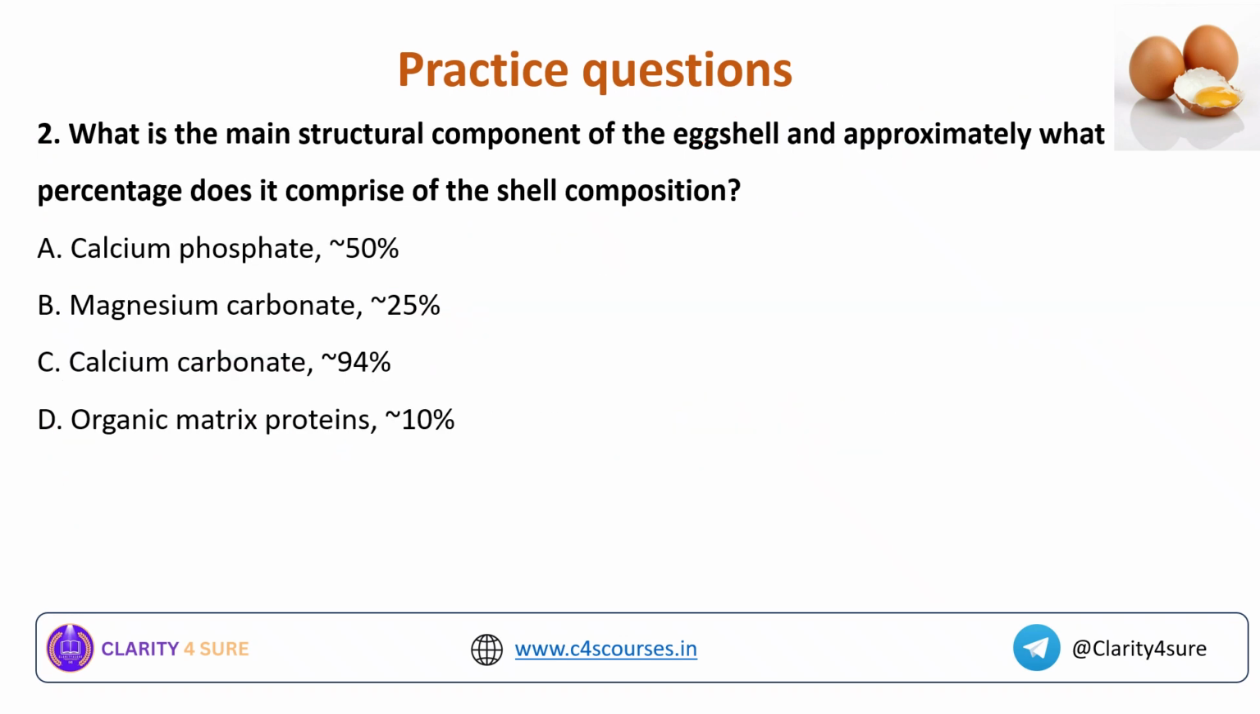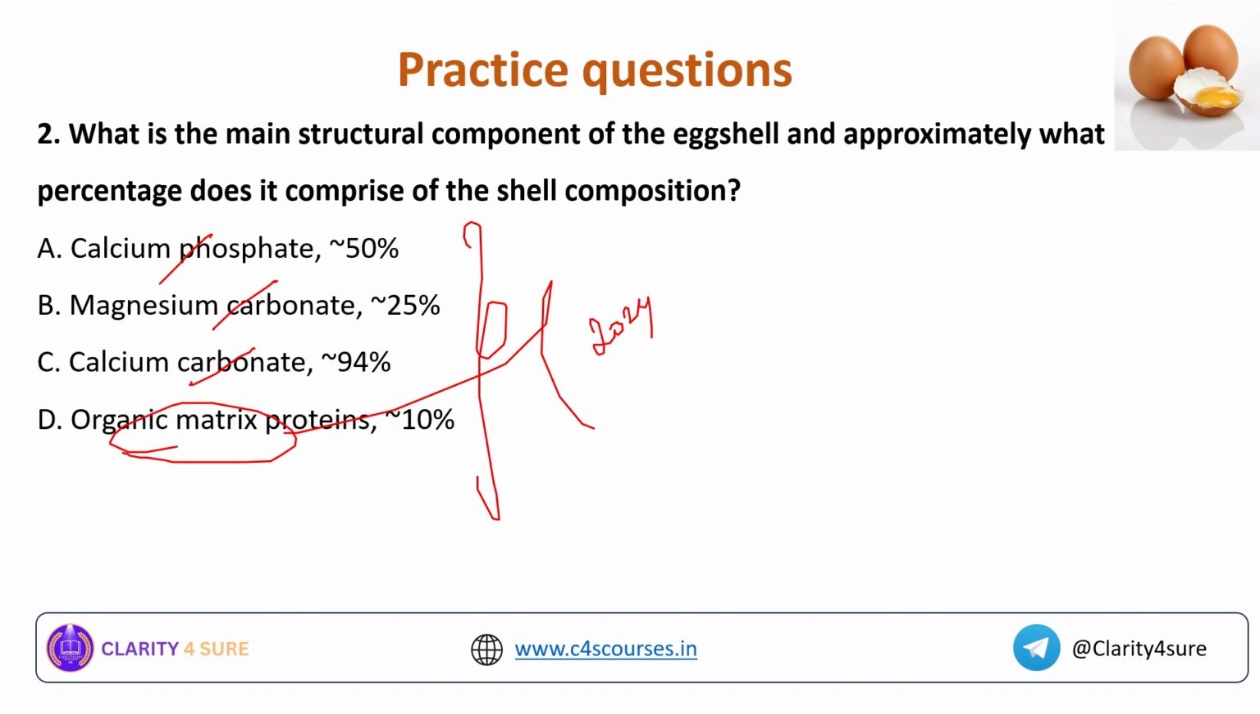Next question is, what is the main structural component of the eggshell, and approximately what percentage does it comprise of the shell composition? Calcium phosphate, magnesium carbonate, calcium carbonate and organic matrix protein. This is actually a question made on the same lines as a 2024 PYQ. Let me know the answer for this question as well in the comment section below.